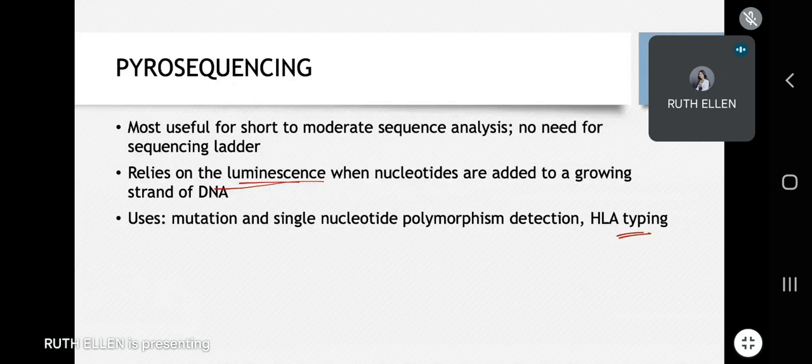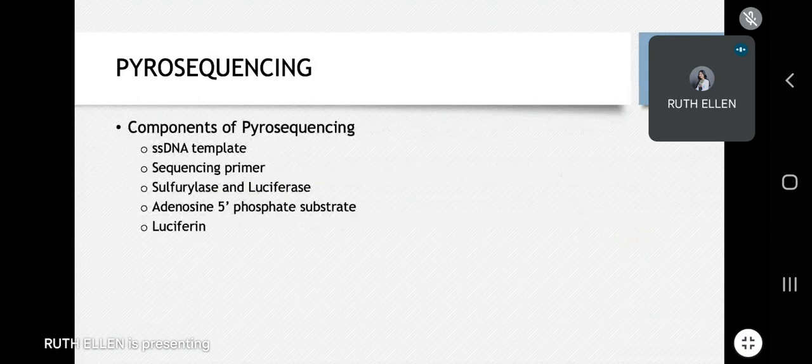So it is tested, no, to detect compatibility between the donor and the recipient during organ transplant. Okay, so that is HLA typing. So pwede din tayong gumamit ng sequencing methods for that test. Okay? So for the components of our pyrosequencing, first we have the single-stranded DNA template, our sequencing primer, sulfurylase and luciferase enzymes, our substrates which are adenosine 5' phosphosulfate and luciferin.